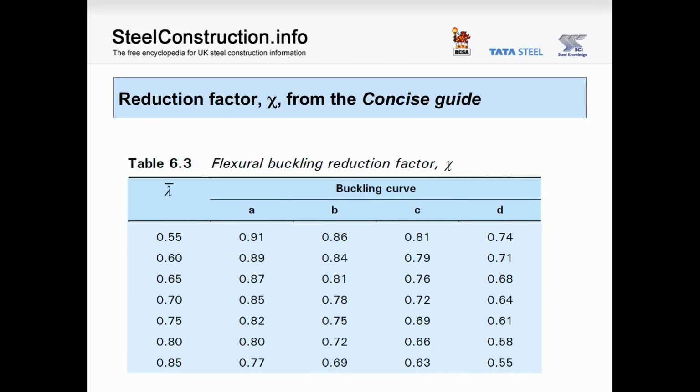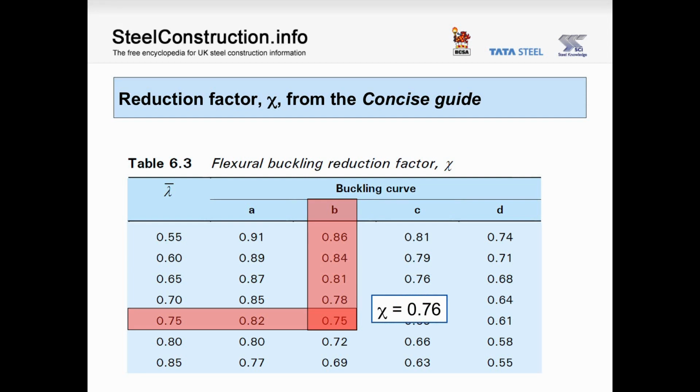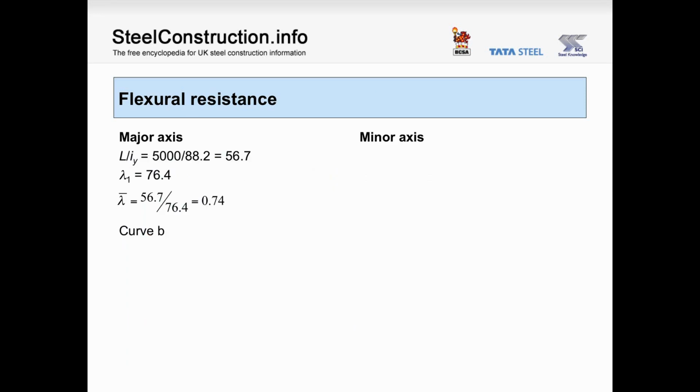Using a lookup table, we know we're interested in curve B. We know the value of lambda bar, and therefore the reduction factor chi we can establish as 0.76. So we can then calculate the flexural buckling resistance about the major axis: 0.76, multiplied by the area, which we've taken from section property tables, multiplied by the yield strength, divided by gamma M1. And the resistance is 1583 kilonewtons.